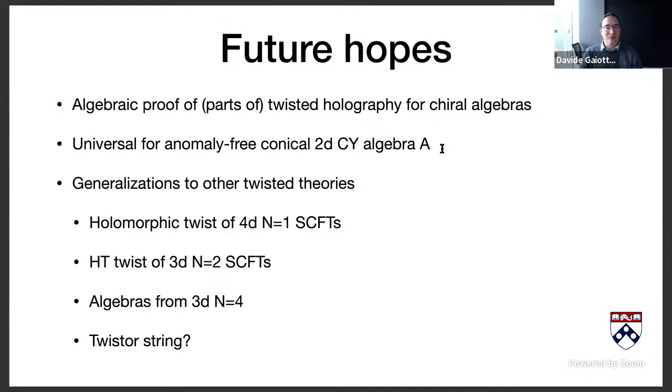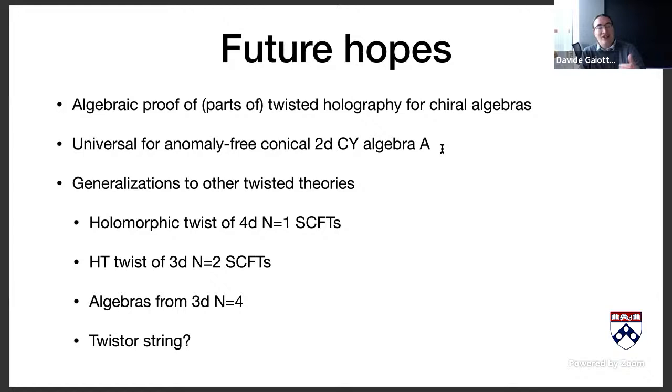The same general philosophy should, I think, work for the topological twist of 3D theories. I would love to do this for ABJM, for example. There are just so many holomorphic-topological 3D theories with N equal 2, N equal 3, N equal 4, or N equal 6 supersymmetry, which just beg to have some kind of a holographic dual. We, of course, don't know how to do it for the physical theories, but at least at the level of the holomorphic-topological twist, we might be able to do so.